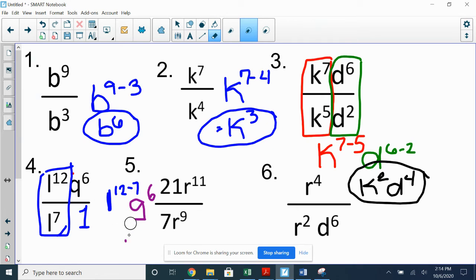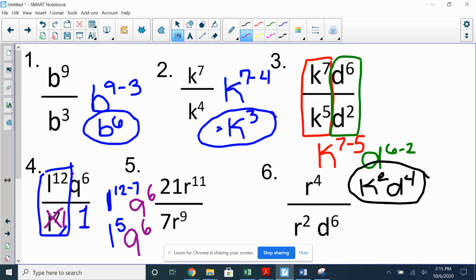Because what we're doing when we're subtracting that 7 is that this also becomes a 1. There's a whole invisible 1 under all of it. So I know L to the 12 minus 7 is just L. Keep that matching base. 12 minus 7 is 5. And q to the 6 stays q to the 6th.